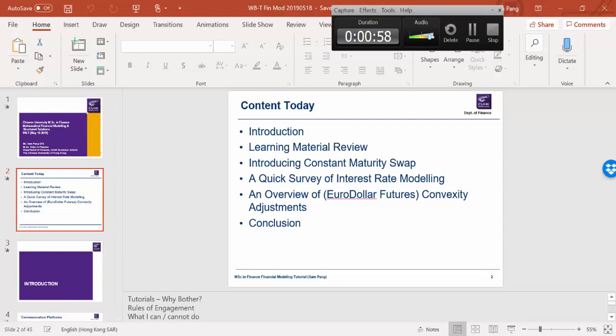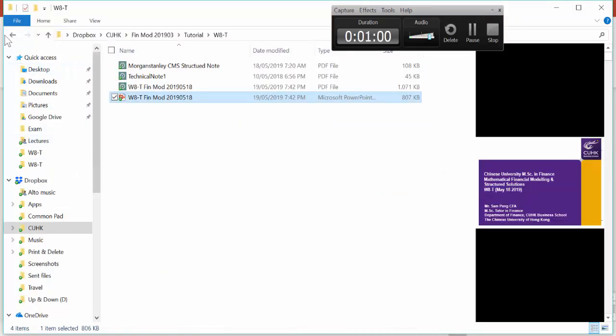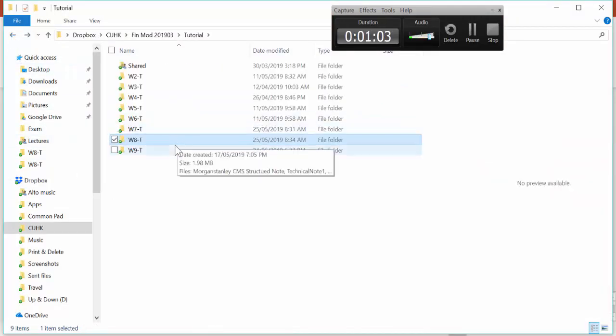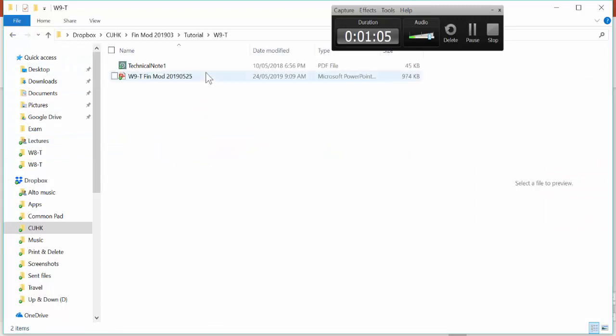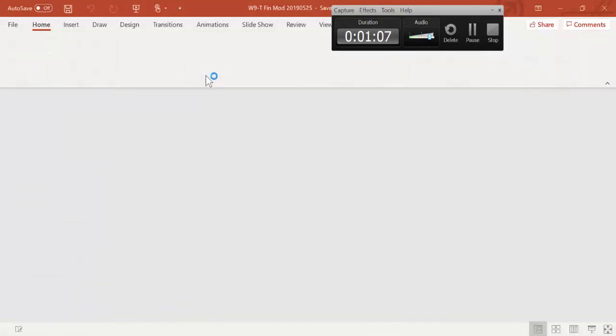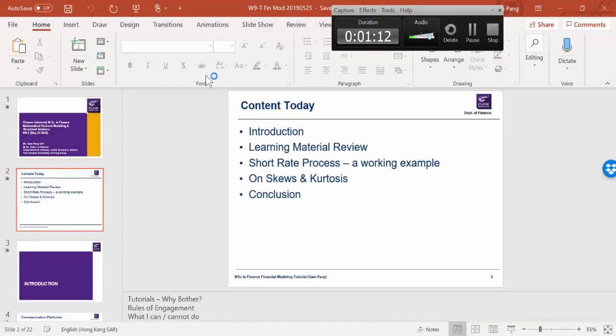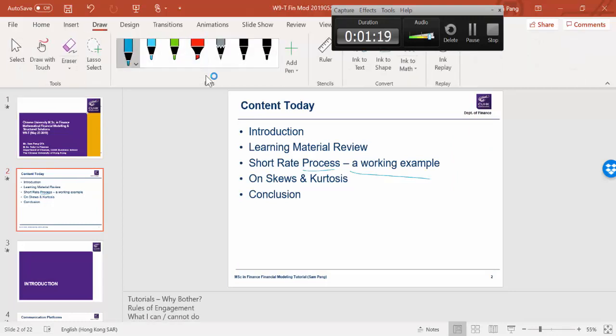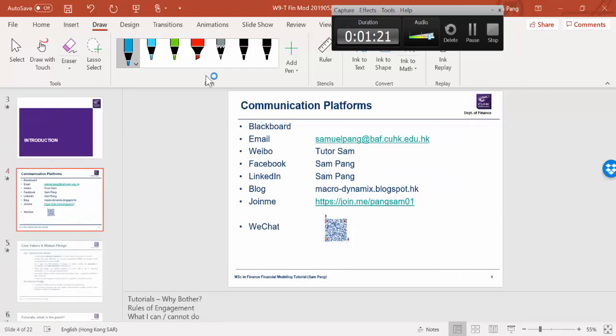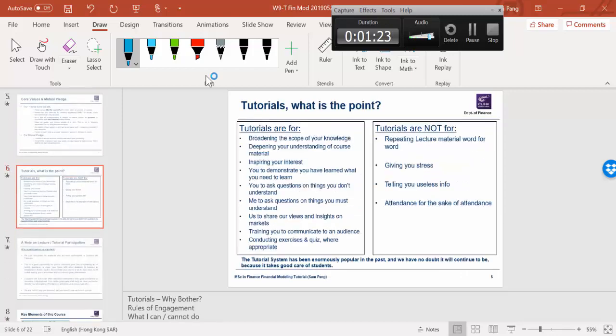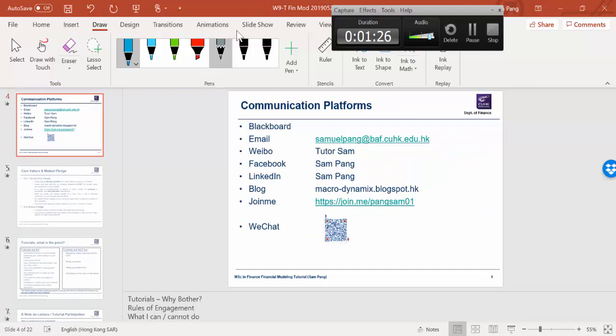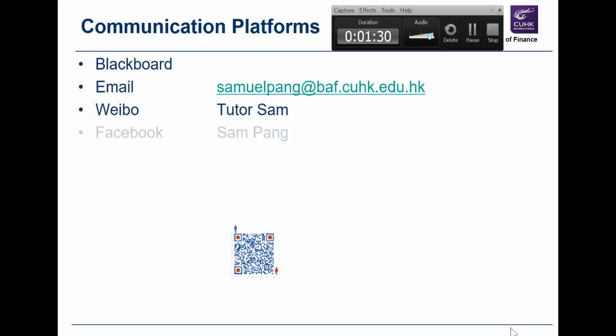Actually, first of all, just by way of admin, let me quickly show you something. For this week, I just added some notes on skews and kurtosis and the short rate process, a working example. I'm going to show you. I wrote it out in longhand, so I'll show you that in a moment.